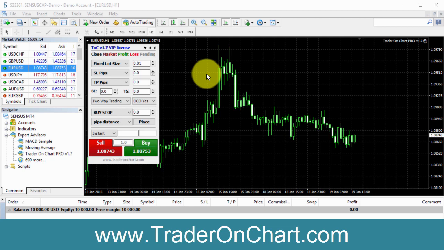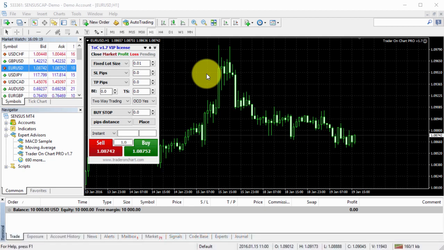So if you are fully into automated trading, then it's not the perfect application for you. But if you use manual trading and you trade every day or just a few times a week, it's really the perfect app for your MetaTrader. So it starts with this panel. It's the Trader On Chart right here.